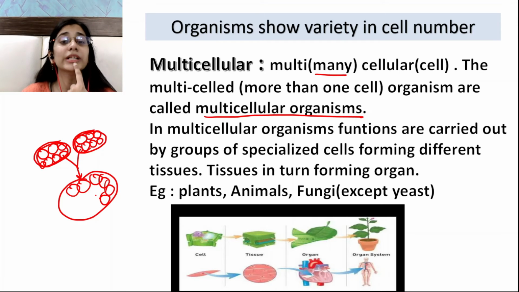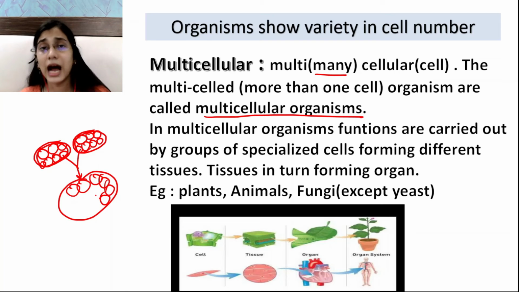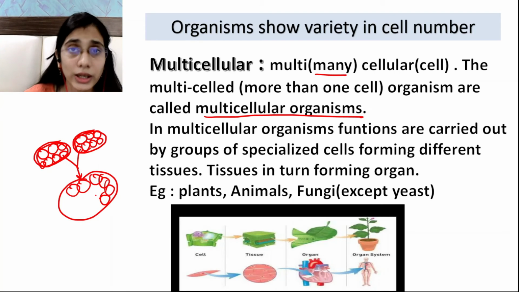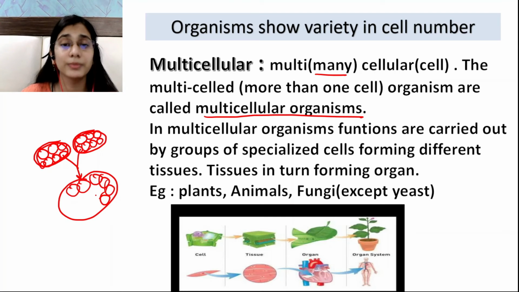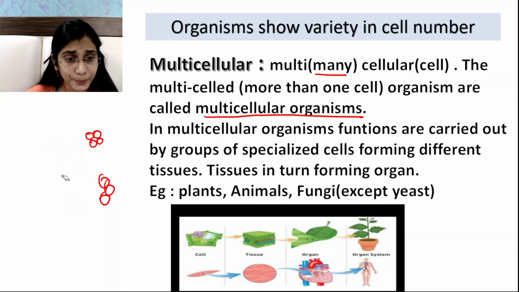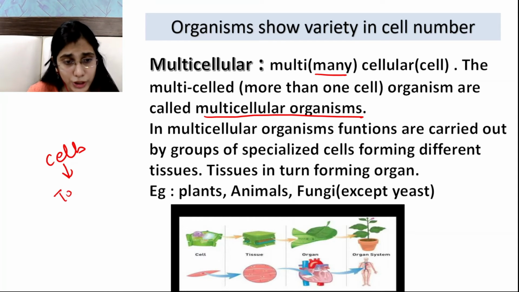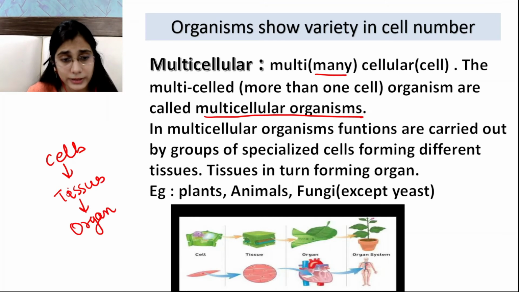For example, a very famous system is the digestive system. In the digestive system, we need the buccal cavity, the esophagus, the stomach, then intestines, large intestines, anus, and many other organs. So these different kinds of organs form the digestive system, the organ system. I hope you understood it. So cells form tissues, then tissues form organs, and then organs form organ systems.